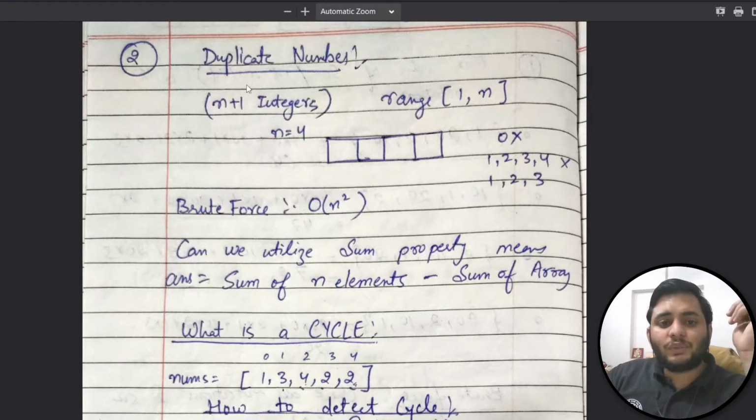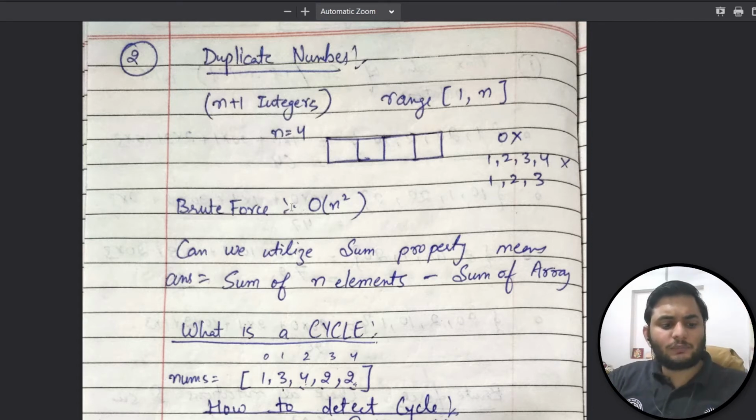The second question is duplicate number. We are given n plus 1 integers which are in the range of 1 say n. So if n is equal to 4, we are given n plus 1, so 4 plus 1, 5 integers. So we will have 5 integers, and the range would be 1 to n, so 1 2 3 4. So our next question, which is duplicate number, we are given some range and a set of integers.